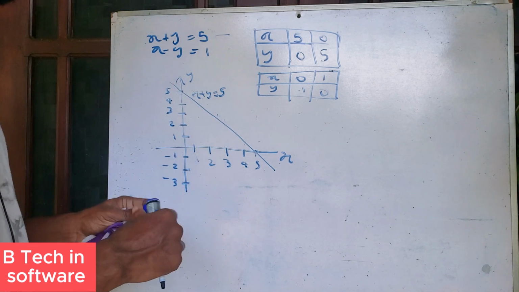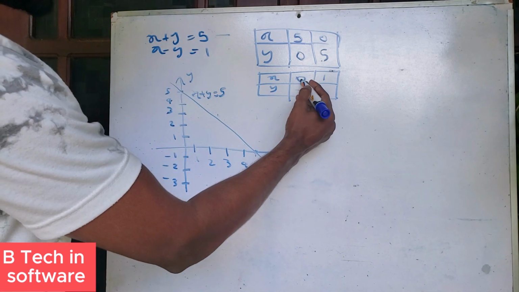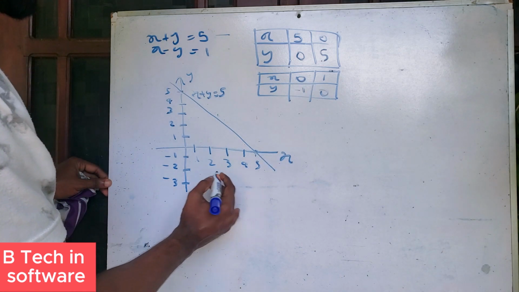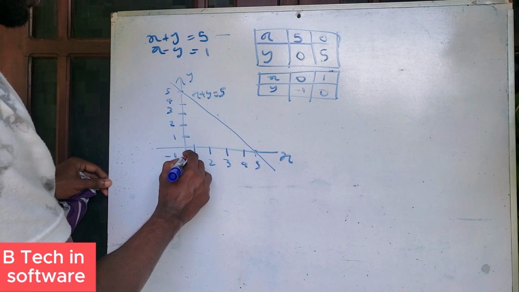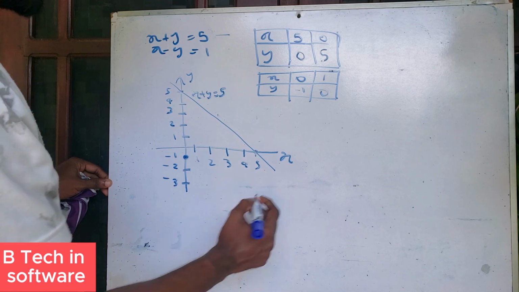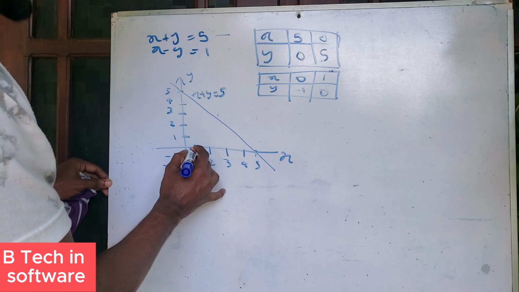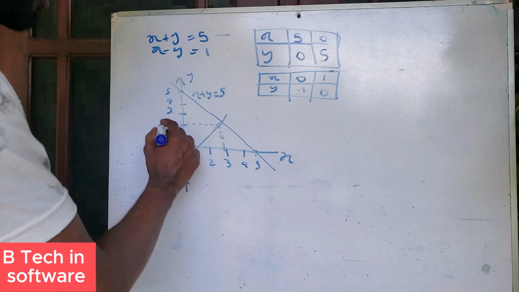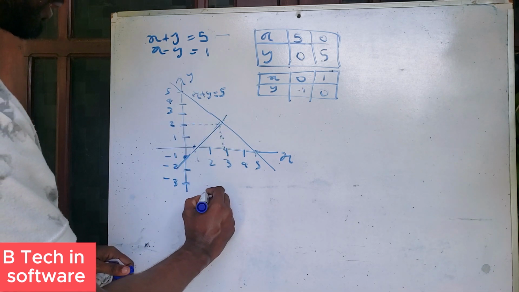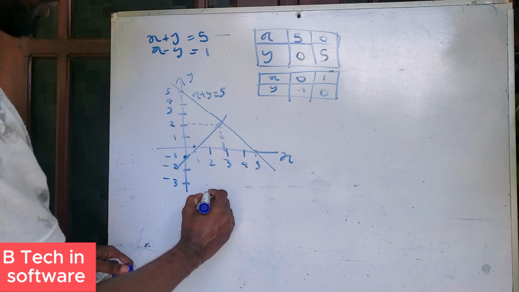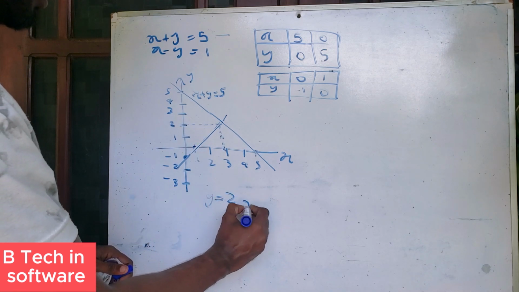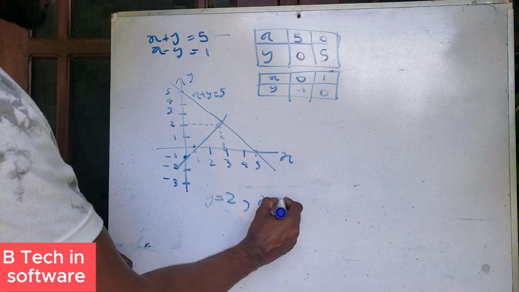And then if x is 0, y is minus 1. If x is 1, y is 0. As output, we will get y is equal to 2, and x is 3.